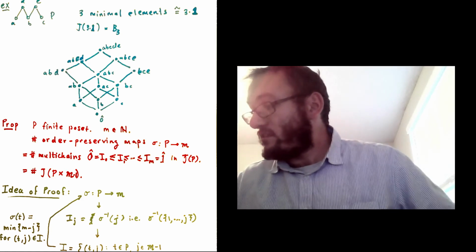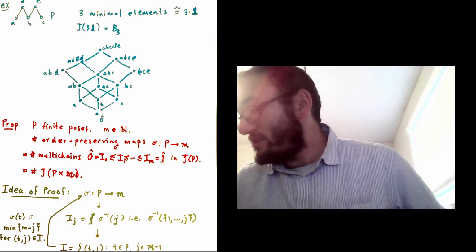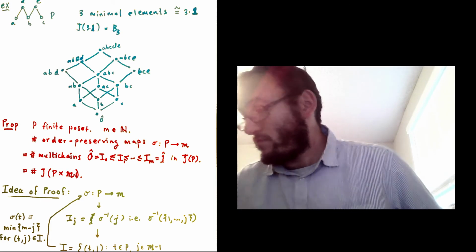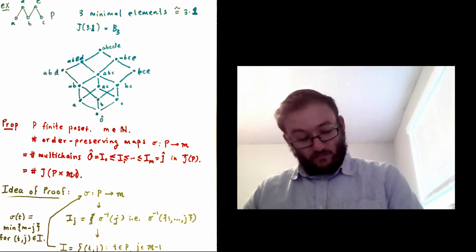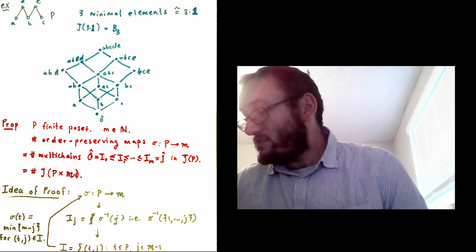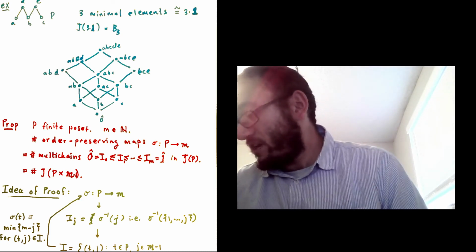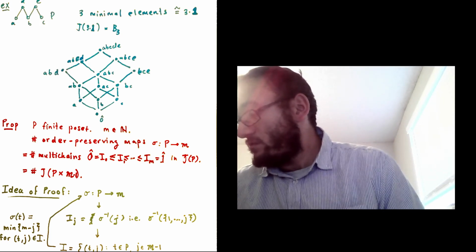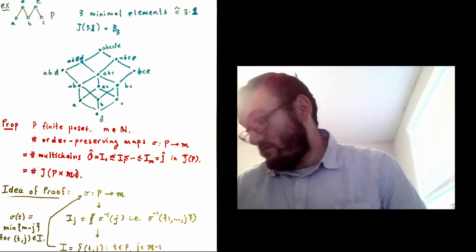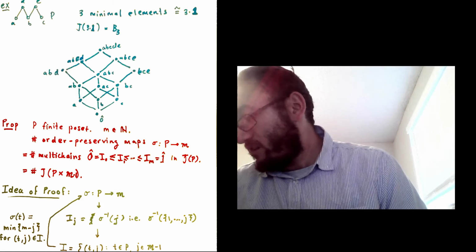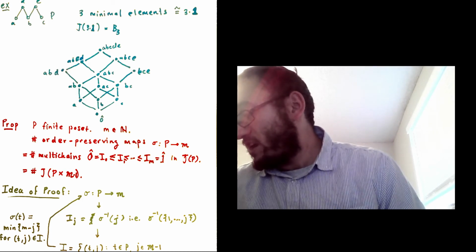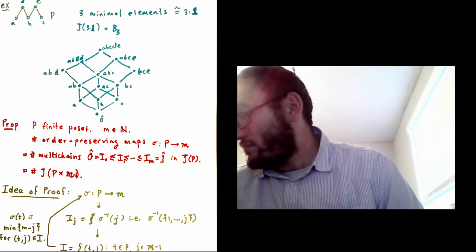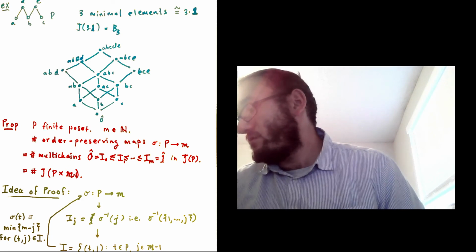So if we start with an order-preserving map sigma from P to M, then you can use that to construct a multi-chain of order ideals. Ij is equal to the preimage under sigma of the chain 1 through j, i.e. sigma inverse of 1 through j.